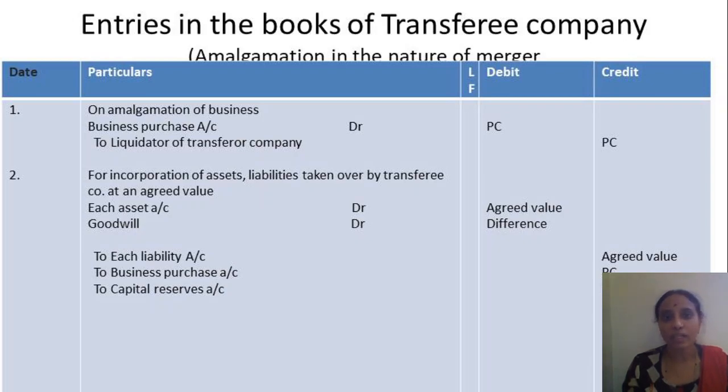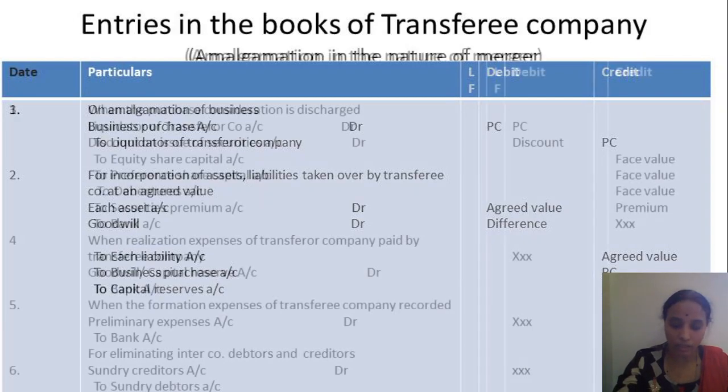So here each asset, once more I am going to repeat the journal entry for incorporation of assets in the books of transferee company. In which case? Amalgamation in the nature of purchase. Each asset account debtor agreed value, goodwill account debtor difference, to each liability account agreed value, to business purchase account purchase consideration, to capital reserve account difference amount. So this is the second journal entry to be passed.